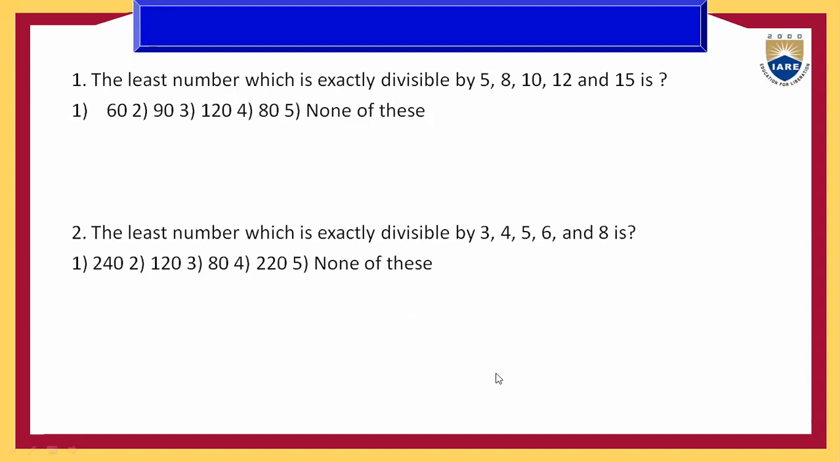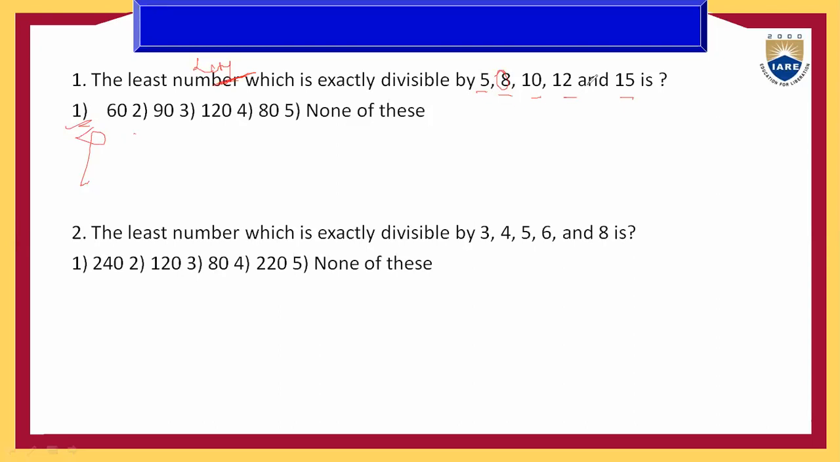Now here we see that the least number which is exactly divisible by 5, 8, 10, 12 and 15 means the LCM. So now we go through the options. Here, least means go with the least value first. The least value is 60. Is 60 divisible by all these values? No, 8 does not divide 60. So 60 is not the correct answer.